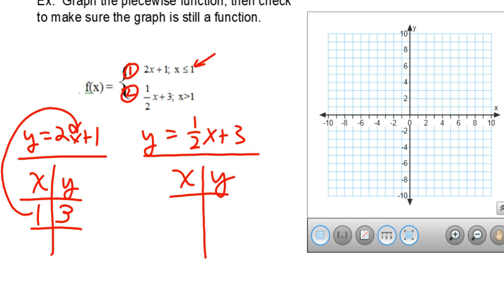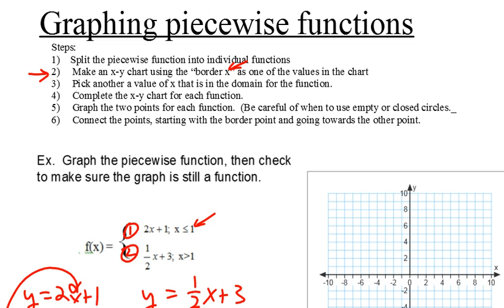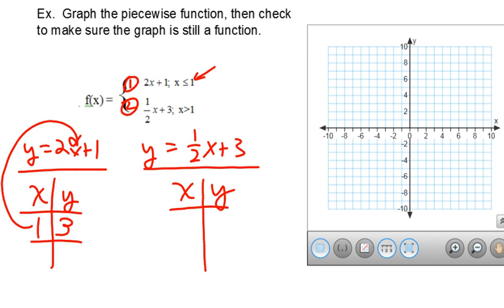But when I pick this value of x, according to my notes, I can pick any number I want as long as it's in the domain for that function. All right? So let's see here. Since I have this function, this piece can only exist for numbers less than or equal to 1. I've already used 1. Now I can pick 0 for x if I want. If I put in 0, does everybody agree that I'm going to get 1?